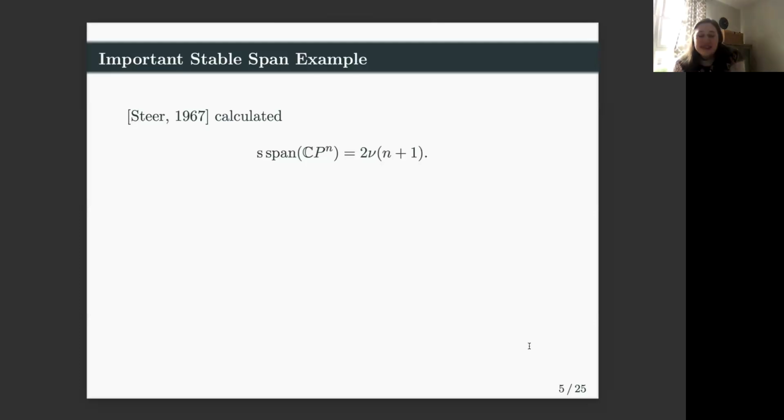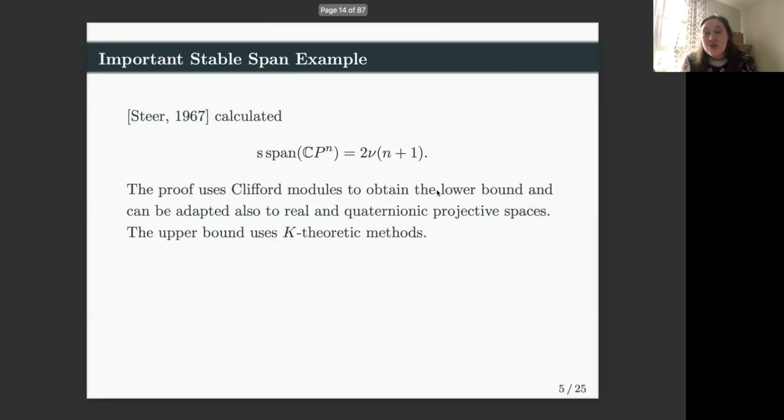Now, the important example that we have to try and remember for later is the stable span of complex projective space. So a French mathematician, Stier, calculated this in 1967. So the stable span of CPN ends up being 2 nu(n+1). Nu(n+1) is the two-adic valuation of n+1. So nu(n+1) is the biggest number such that 2 to that number divides n+1. It's not really important. It's just interesting. And this is intimately related with those Radon-Hurwitz numbers showing up in the span of spheres. So this is a cool calculation.